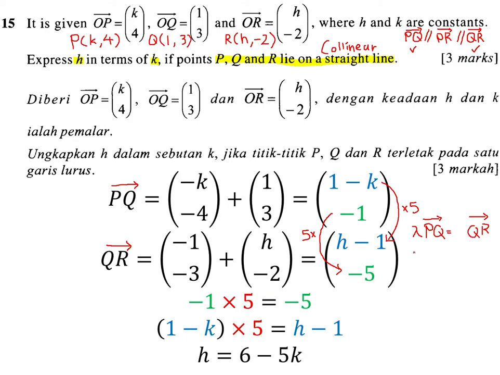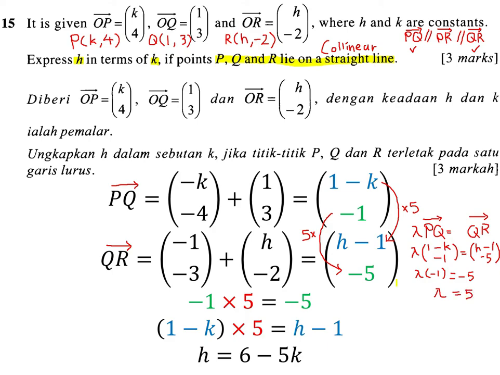Okay, what we're supposed to do here is simple, just substitute in. 1 minus k, and then after that negative 1. QR we substitute with h minus 1, and then negative 5. You use this method when you are not too sure what value you're supposed to multiply by. So as you can see here, we can compare x to x, y to y already. So we compare the y. Lambda multiplied with negative 1 will give you negative 5. Can you see that? So that will give us lambda is 5.